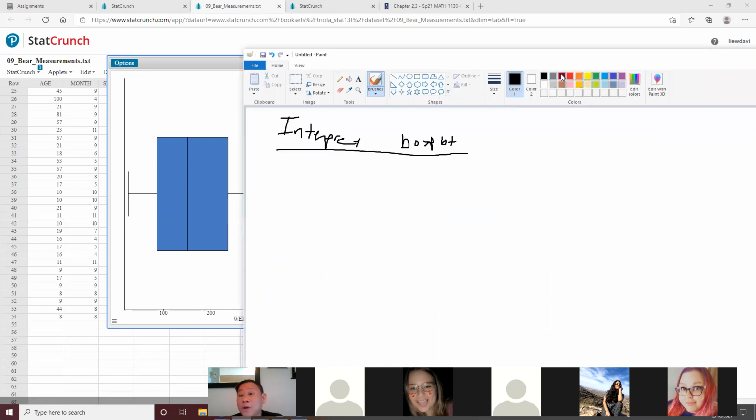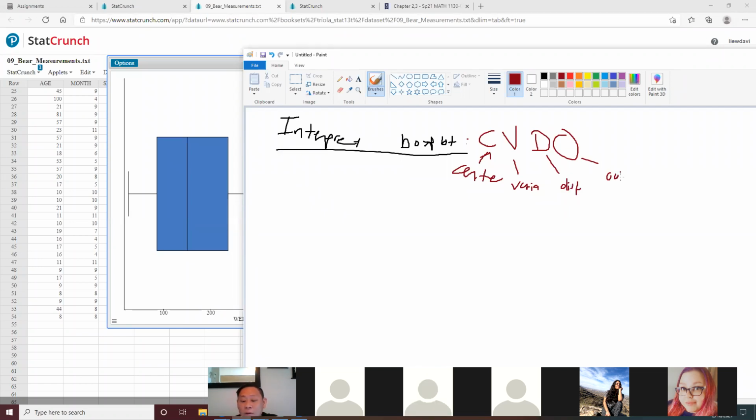So when you interpret the box plot, you have to write C, V, D, O. These are the 4 things that you will interpret. C stands for center. V stands for variation. D stands for distribution. O stands for outliers.